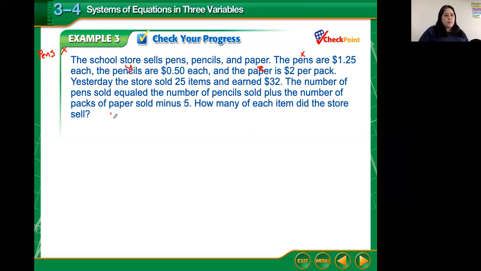So we're going to come up with my 3 equations. X plus Y plus Z equals 25. I also know they spent $32, so 1.25x plus 0.5y, I'm sorry, that's supposed to be a y, plus 2z equals 32. And then my last one is going to be this sentence here.